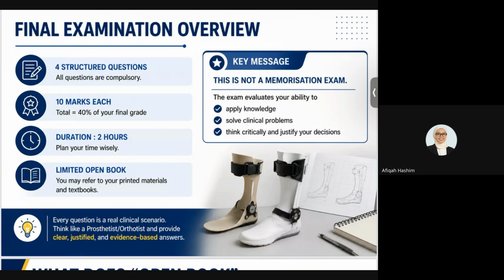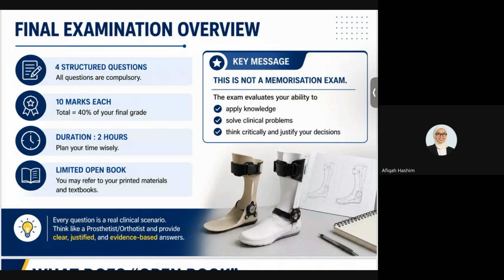All right. Okay, the exam is 2 hours, so you have time actually. My advice is to spend a few minutes, first when you get the questions, to read through all the questions first. Understand what each question is asking you before you start writing. And another important point is that an open book exam means that you can refer to your printed notes, textbook, the orthotic notes. But remember, your notes are only there to support your thinking. They are not meant to replace your understanding. If you are constantly flipping hundreds of pages looking for information, you will quickly run out of time.